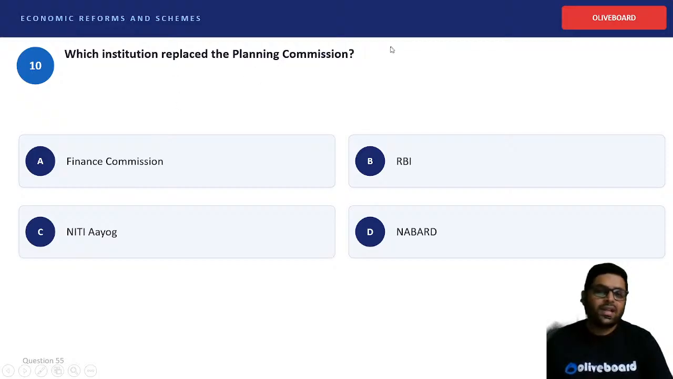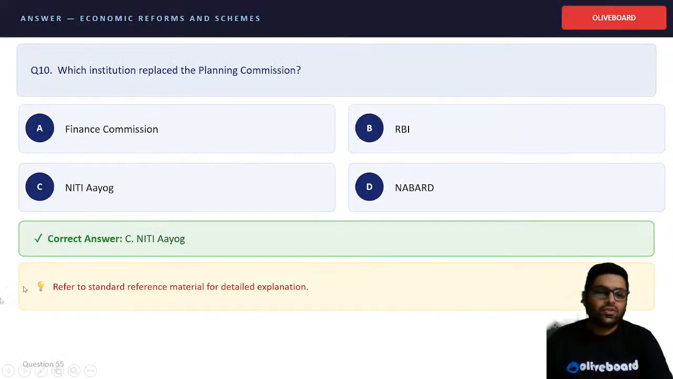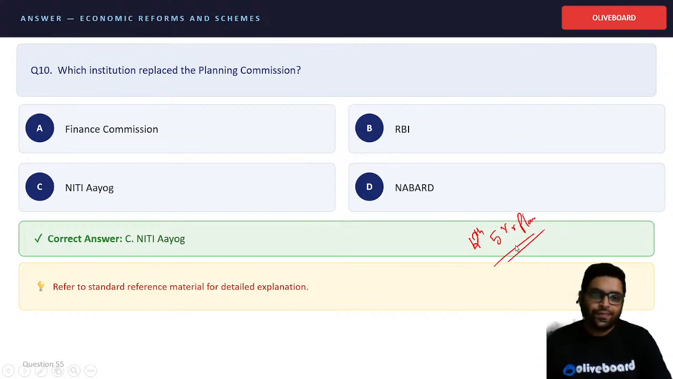Which institution replaced the Planning Commission? So, which institution replaced the Planning Commission? National Institution for Transforming India, Niti Aayog. Correct? So it was Niti Aayog which replaced the Planning Commission, and thereafter, our last 5 year plan was the 12th 5 year plan. Okay, 12th 5 year plan was the last.